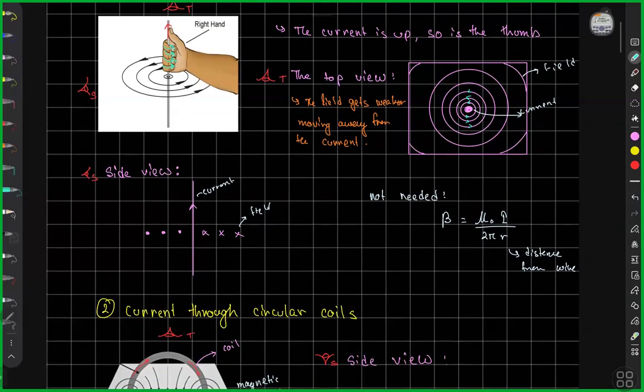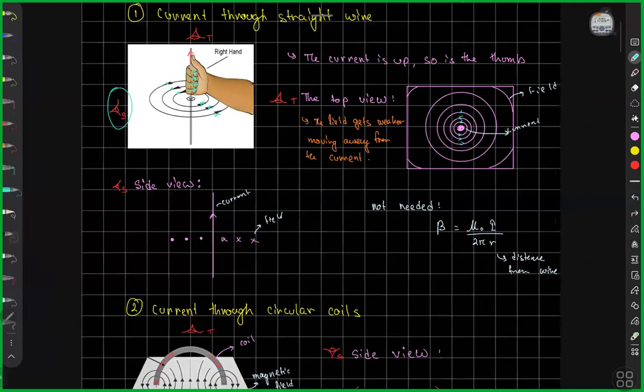Now the side view is as in this view. So you're looking from the side of your hand. What you see is this is the middle line. And on either side, you're looking at current coming out and current going in. Got it? So there are multiple ways to visualize the same thing.